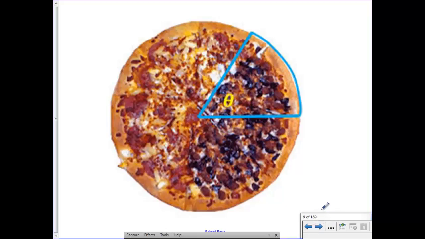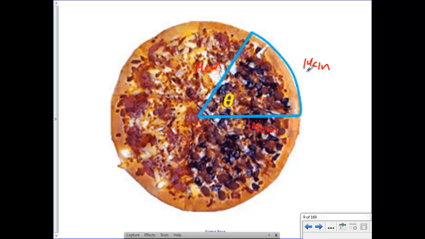Think of a radian then as the perfect slice of pizza, where if this was 14 centimeters and this was 14 centimeters, this edge right here would also be 14 centimeters. Okay, that's considered to be a radian.